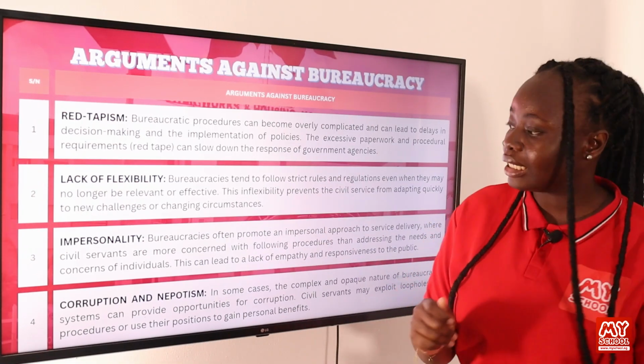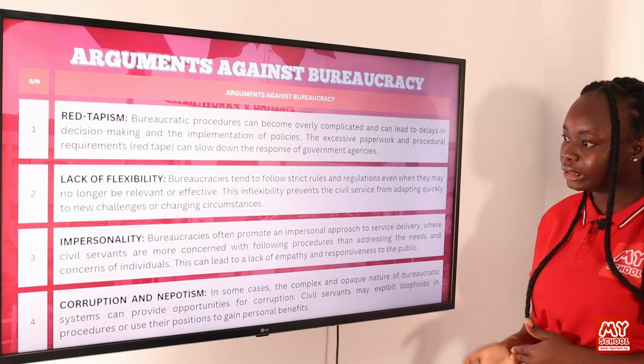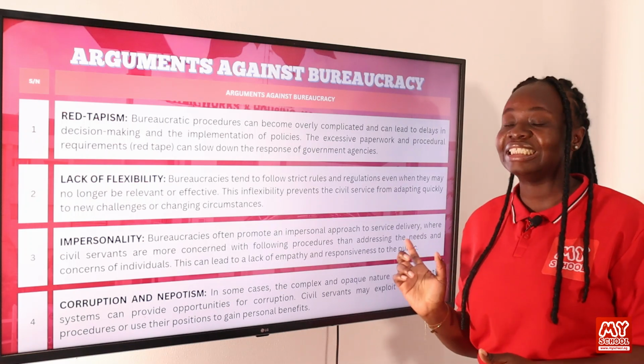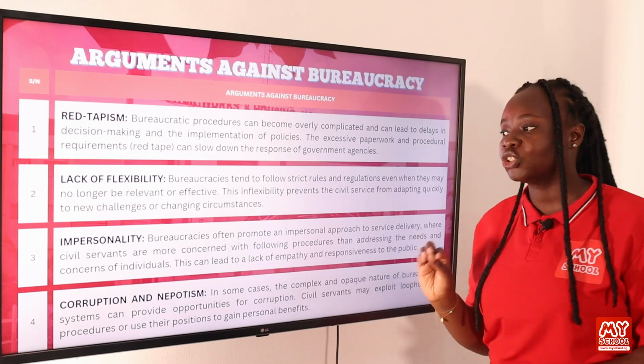Then we also have impersonality. Bureaucracies often promote an impersonal approach to service delivery, where civil servants are more concerned with following procedures than addressing the needs and concerns of individuals. This can lead to the lack of empathy and responsiveness to the public.